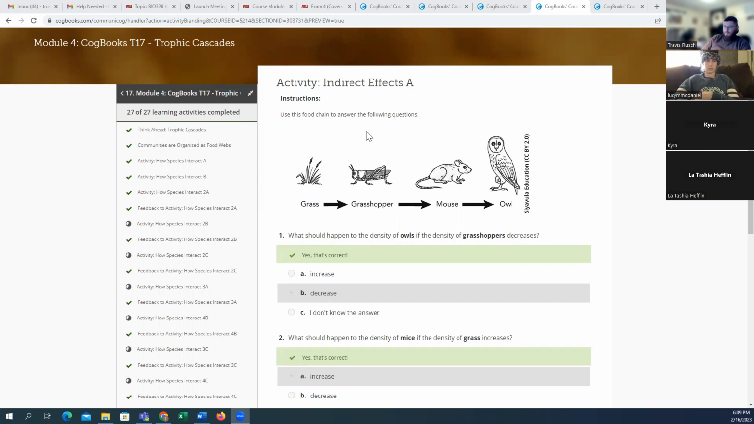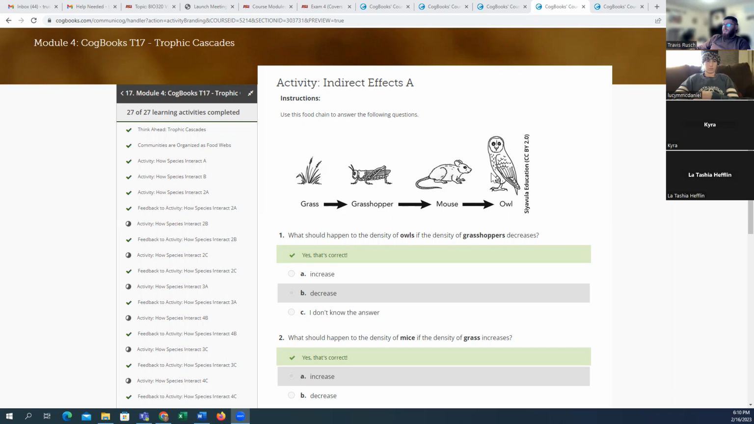Well, wouldn't there be a decrease in the mouse population? I agree, but why would there be a decrease in the mouse population? Because there's a decrease in the grasshopper. Well, then there'll be no food for the mice, so that will decrease the mouse population. And then if there are no mice, that will decrease the owl population because that's their source of food. Absolutely, right? It's affecting down the food chain. We have a decrease in the grasshopper, so there's limited food for the mouse, which will potentially crash that population, which then means less food for the owl.